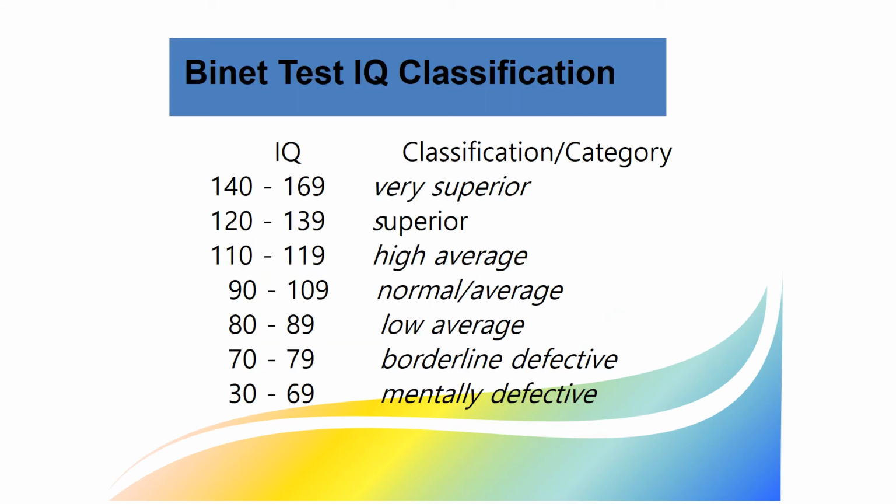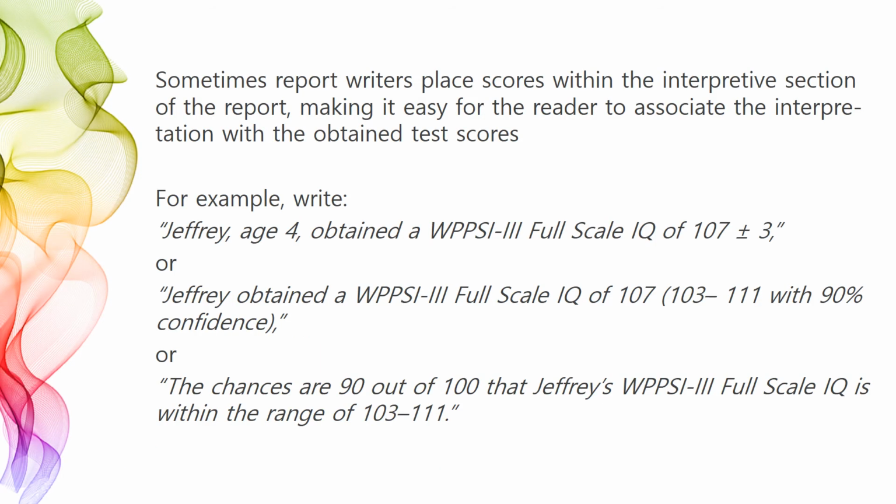This is the descriptive categories for the Binet test. In report writing, sometimes report writers place scores within the interpretive section of the report, making it easy for the reader to associate the interpretation with the obtained test scores. For example, the report writers may write as follows.